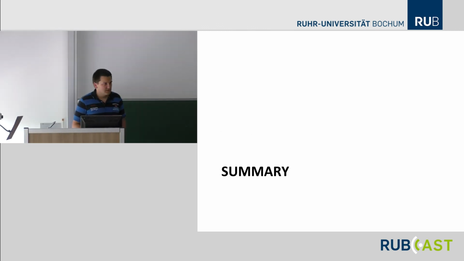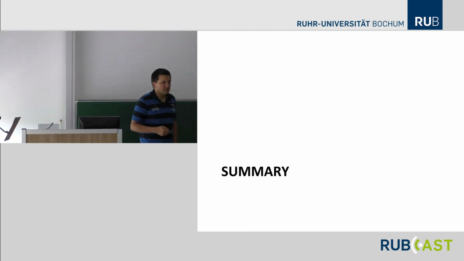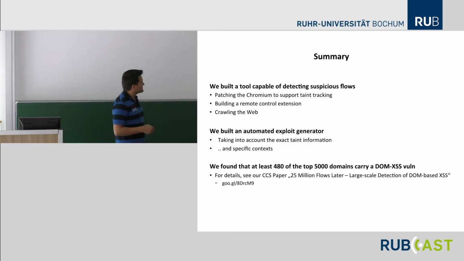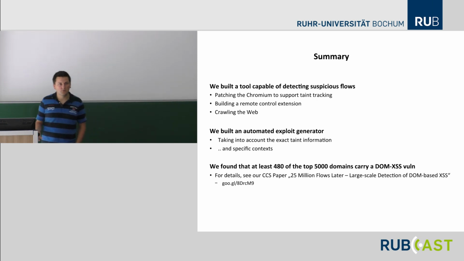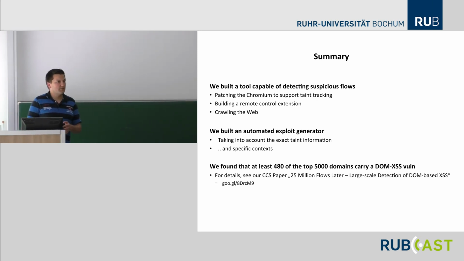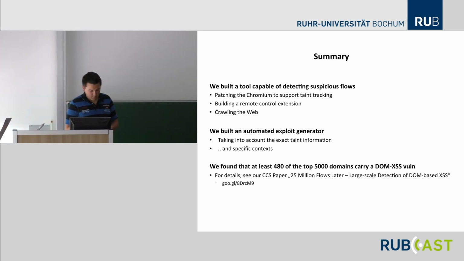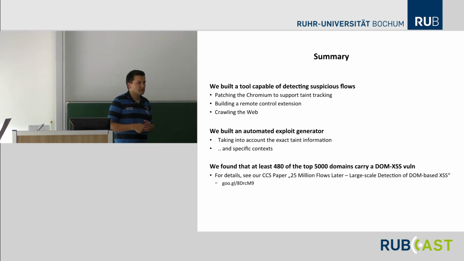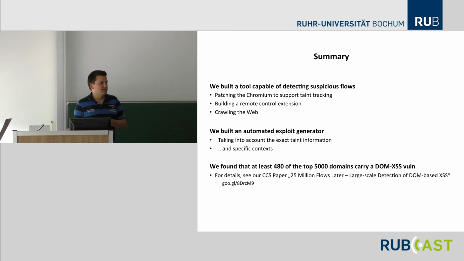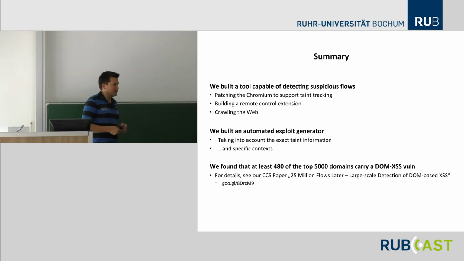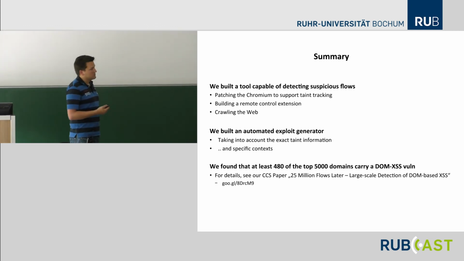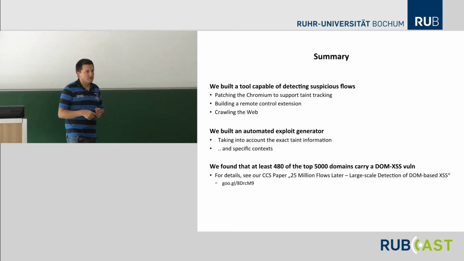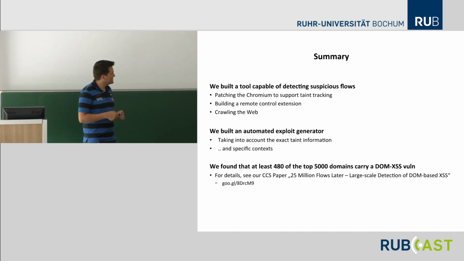Okay, so let me quickly summarize before we come to the exciting part, the demos. What did we do? We created a tool to detect data flows in web applications, and we mounted this tool onto a crawler and found a lot of data flows. We also built an exploit generator to exploit these data flows automatically. And with that, we were able to cross-site script 480 pages of the Alexa top 5,000 web pages.